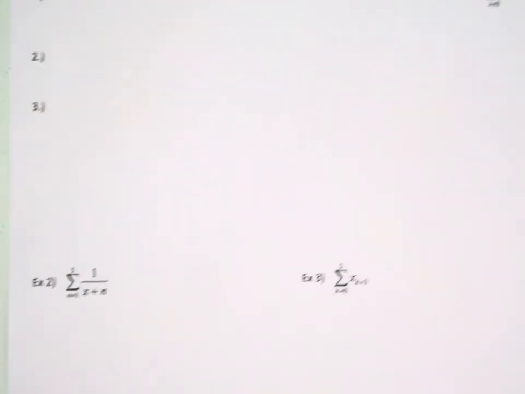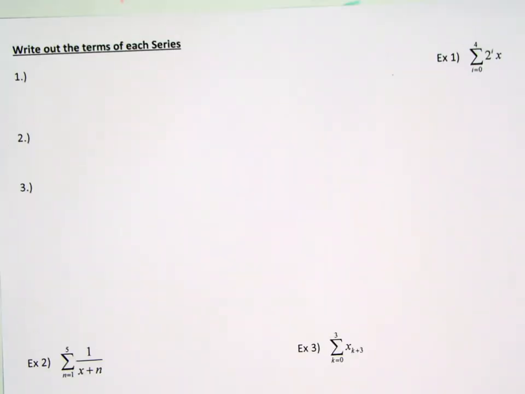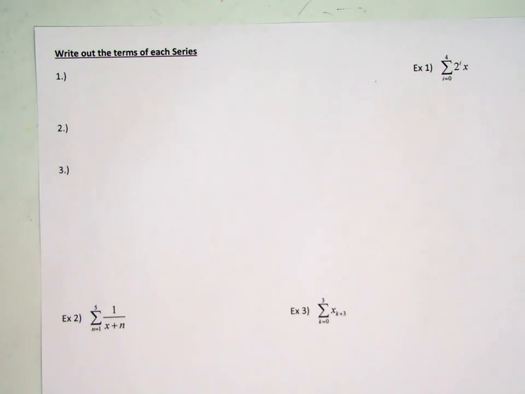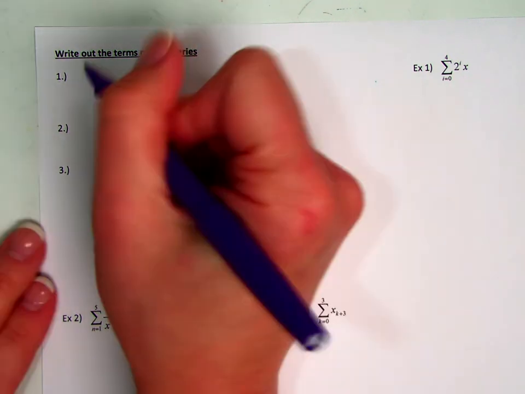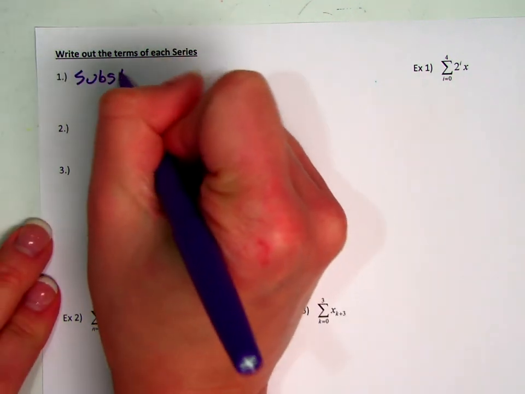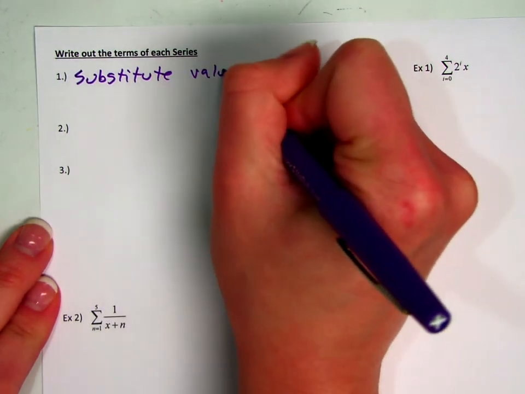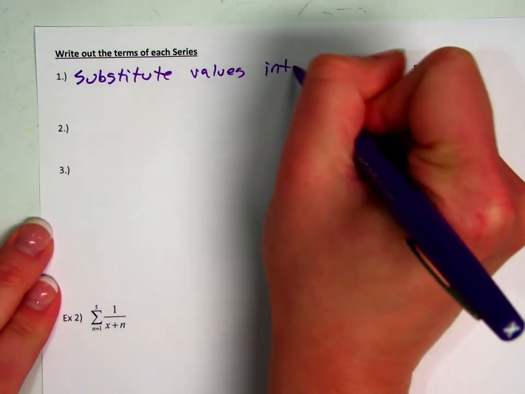And the last thing that we're going to look at is going to be writing out the terms of a series. And this is actually the simplest of them all. Okay, so we're going to go through those steps real quick, and you're going to try a couple on your own as well. Step 1 is to substitute values into the appropriate variable.